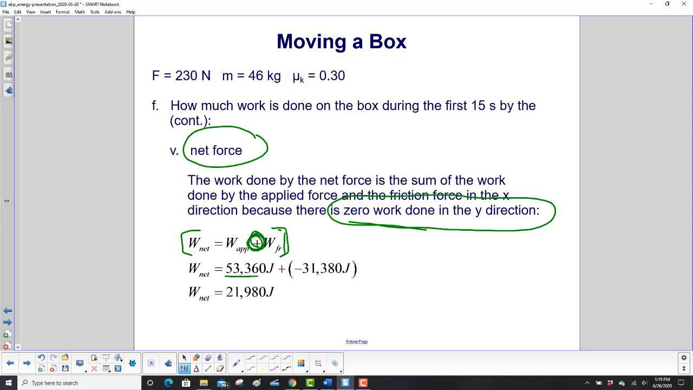Here's our net force, 53,360 joules to the right, plus a negative 31,380 joules. Another way of saying that is that's the force to the left. We get a net force in the positive direction, which makes sense because we're pushing it in the positive direction and it's moving that way.